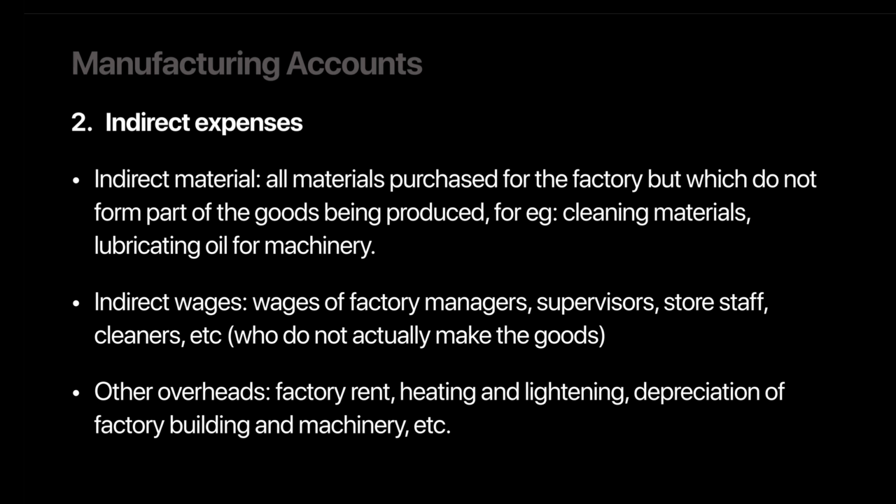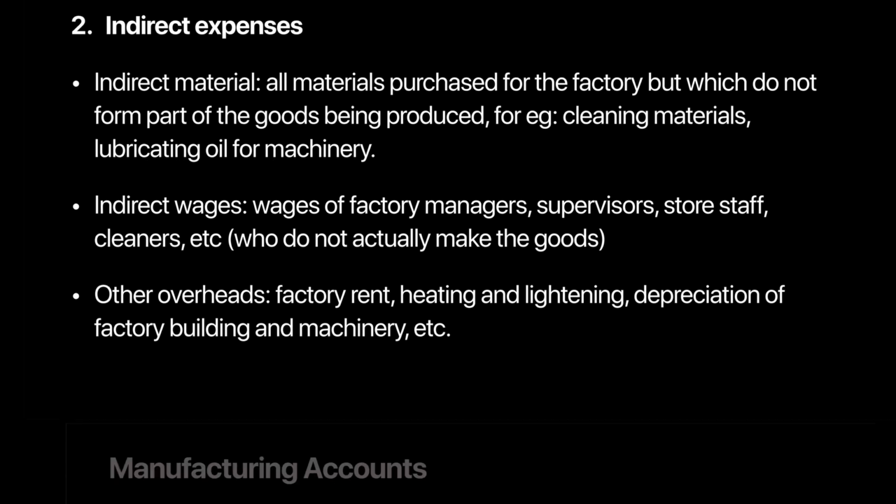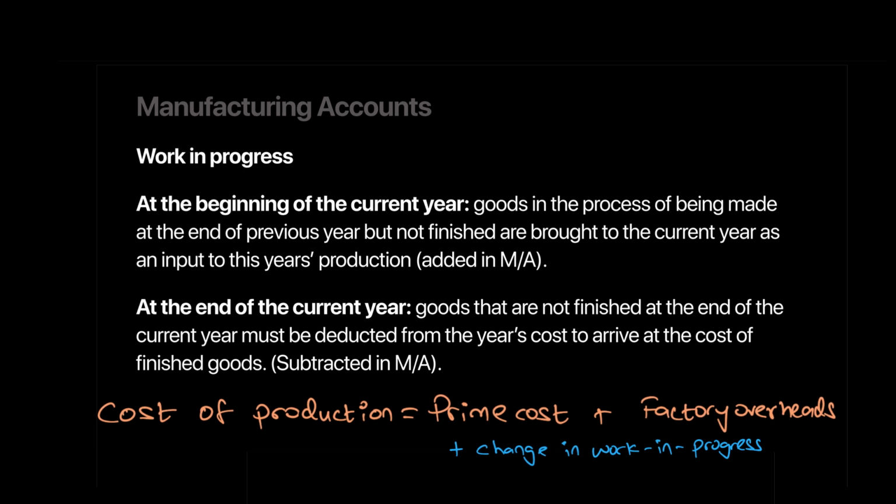Okay, now the last thing to discuss, what is work in progress? So we need to understand that manufacturing is a continuous process. So it's not like the manufacturing will take a pause on the 31st December of the year. It will be continuing over there. So any inventory or any good which is still in a semi-finished state and has not been converted as yet will be classified as work in progress.